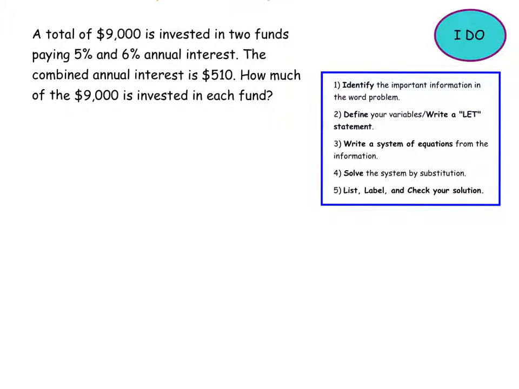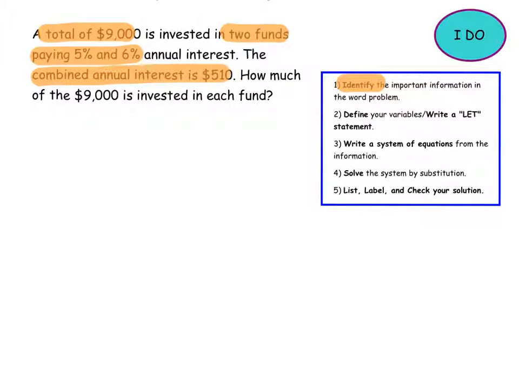And so if you read off on the side in the box, I said, identify the important information in the word problem. And so I'm going to go ahead and highlight the things I feel are important. Well, I see I have a total of $9,000. There's two funds paying 5% and 6% interest. Our combined annual interest is $510. And then I also notice it's asking a question. And my question is, how much of the $9,000 is invested in each fund? And so that's really what it's asking us to do, but we have a lot of steps to do before we can get there.